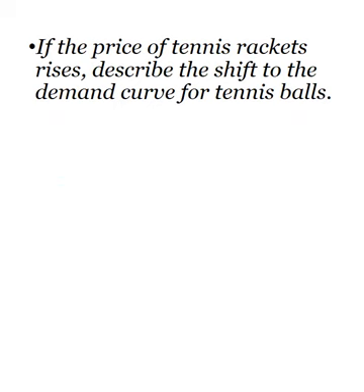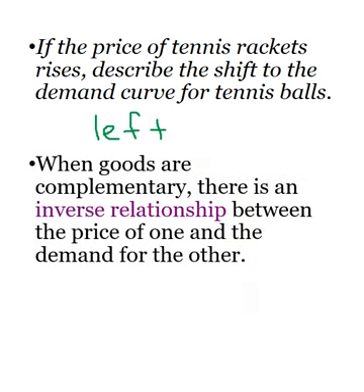Another example of complementary goods are tennis rackets and tennis balls. They go together. So if the price of tennis rackets rises, what happens to your overall desire to play tennis? It goes down. So your demand for tennis balls would decrease and it would shift to the left. A demand decrease is a left shift.